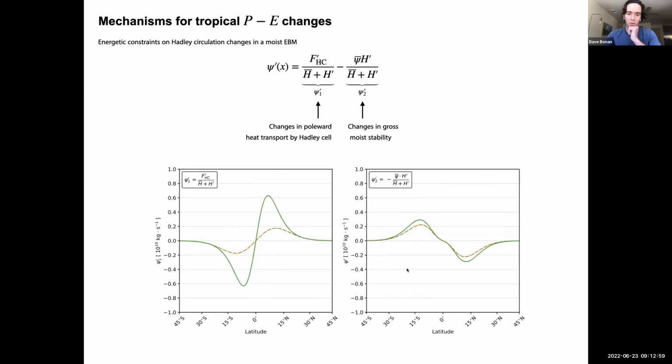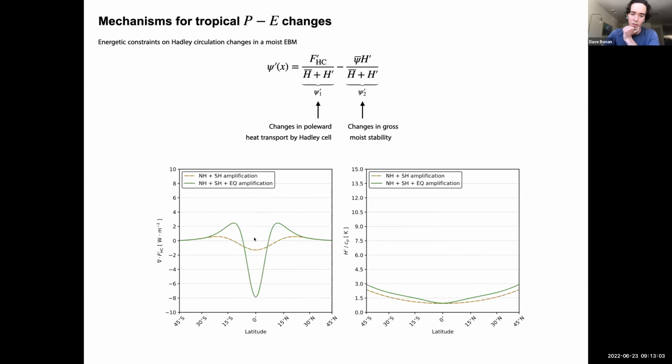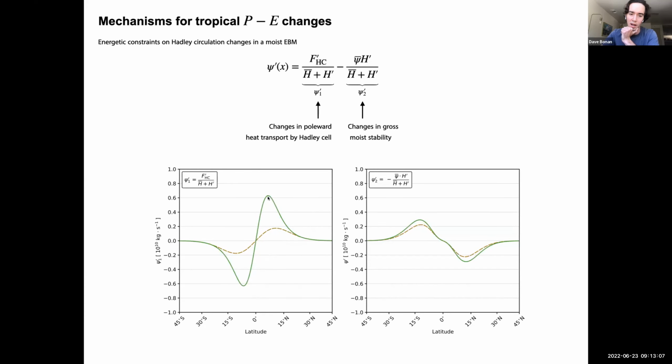But if you translate this into the circulation changes, you actually see that the energy transport, which must export it from the tropics towards the higher latitudes, strengthens the Hadley cell a lot in the model, or the simulation, in which the feedback pattern is narrowly peaked. And so gross moist stability tends to weaken the Hadley cell in both hemispheres, whereas the strengthening of the heat flux strengthens the Hadley cell.